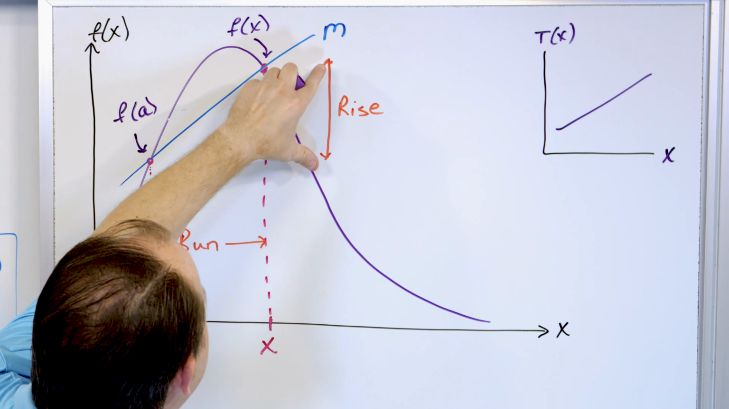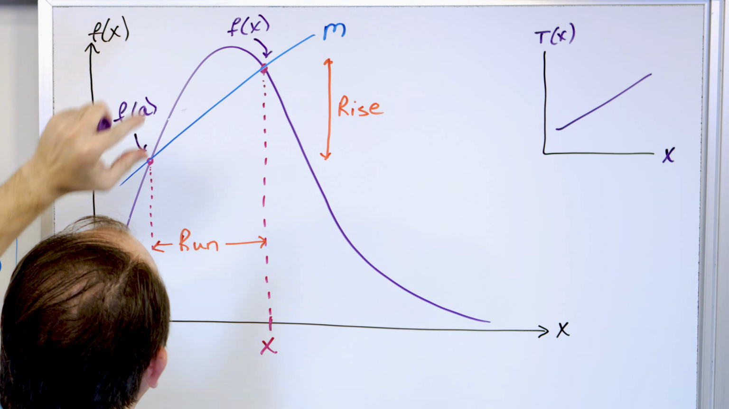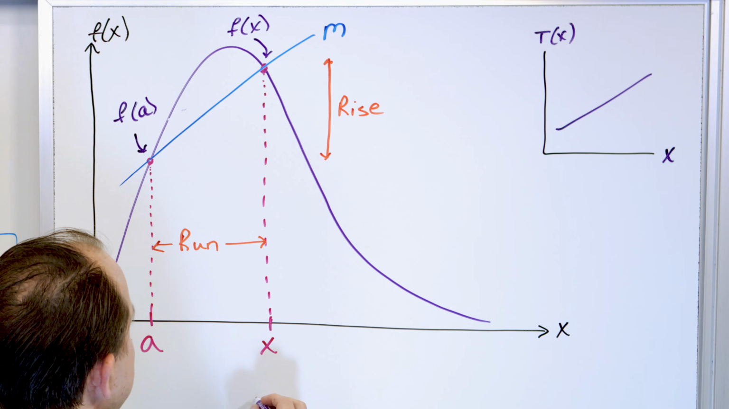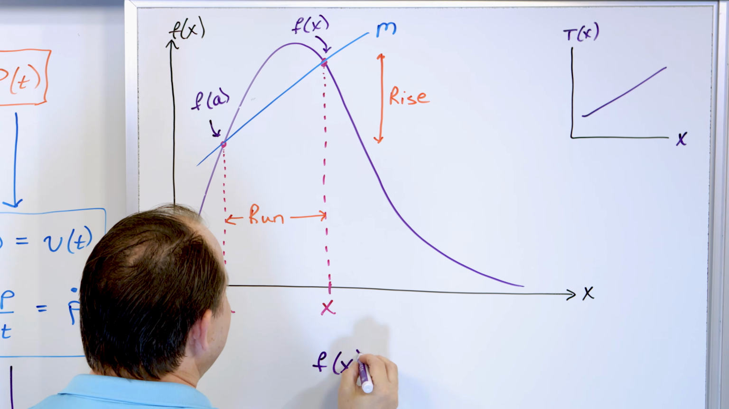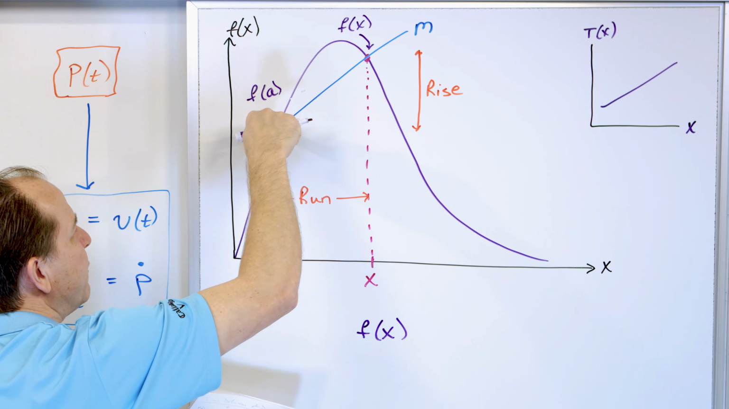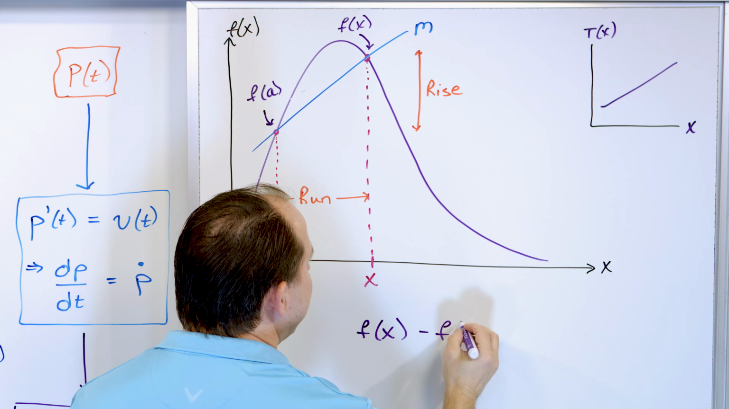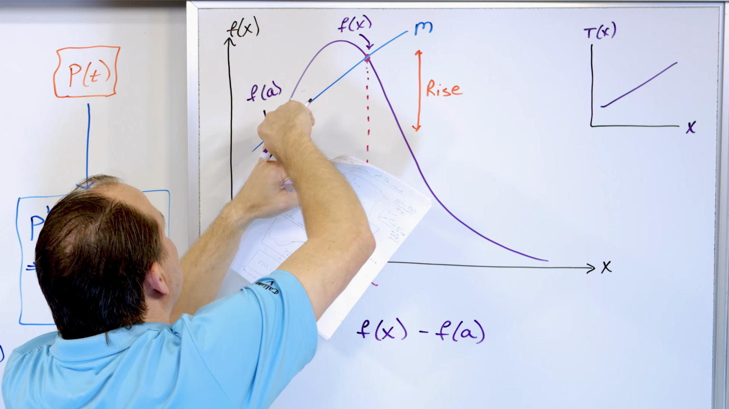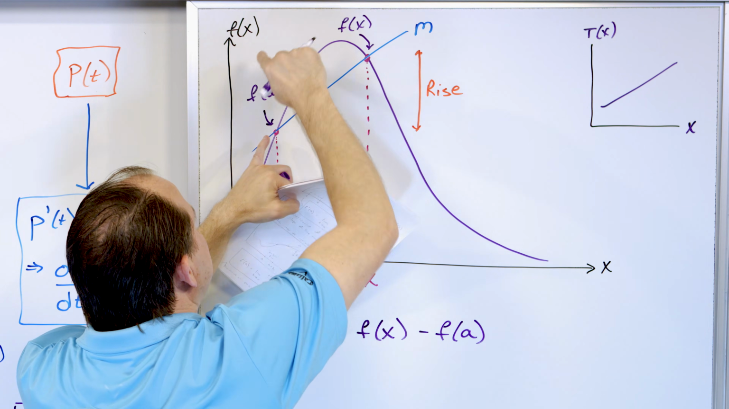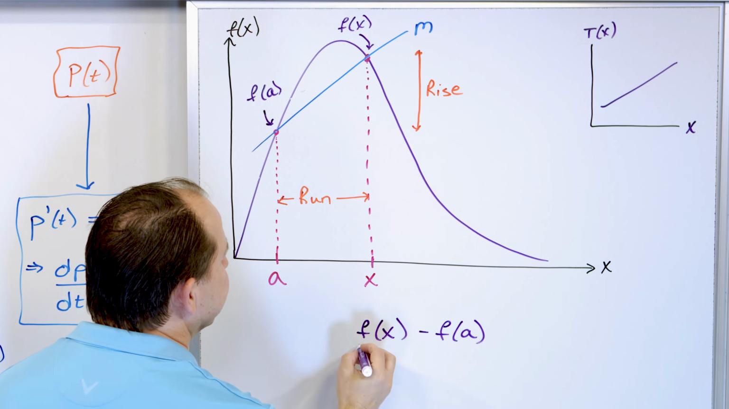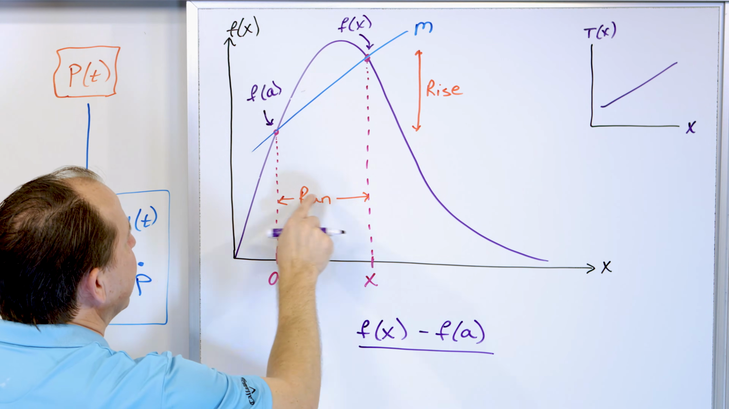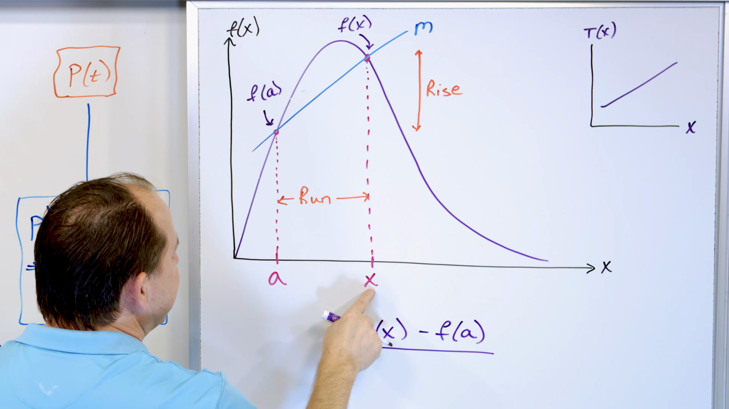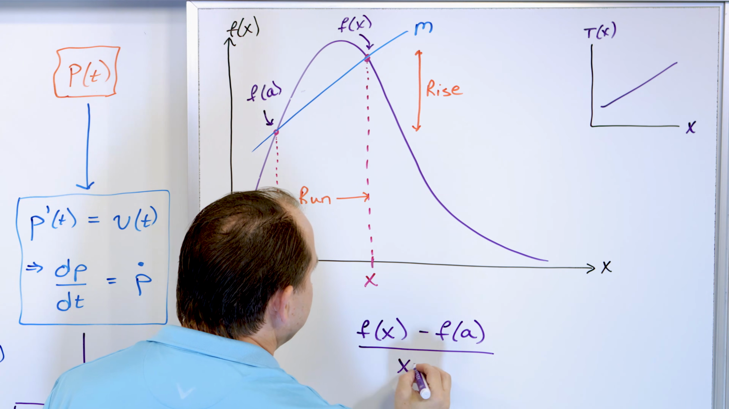So if I want to find the rise, I just have to calculate this and subtract this away. So what I would really do is I would take f and evaluate it at x, which is this value, and then I would subtract this one right here, f of a, and this value would be the rise. That would be how far this line travels in the up direction. But then to calculate the slope, I have to divide it by the horizontal run, which is the distance x minus a. So x minus a would be on the bottom.